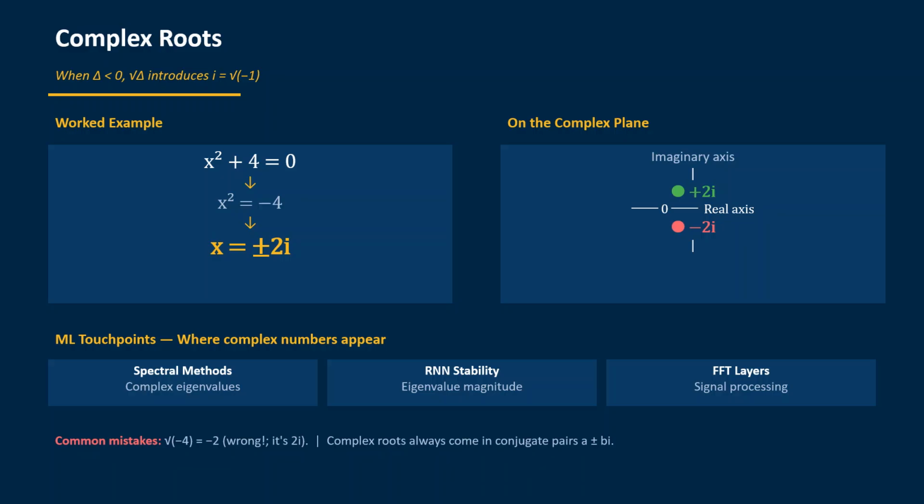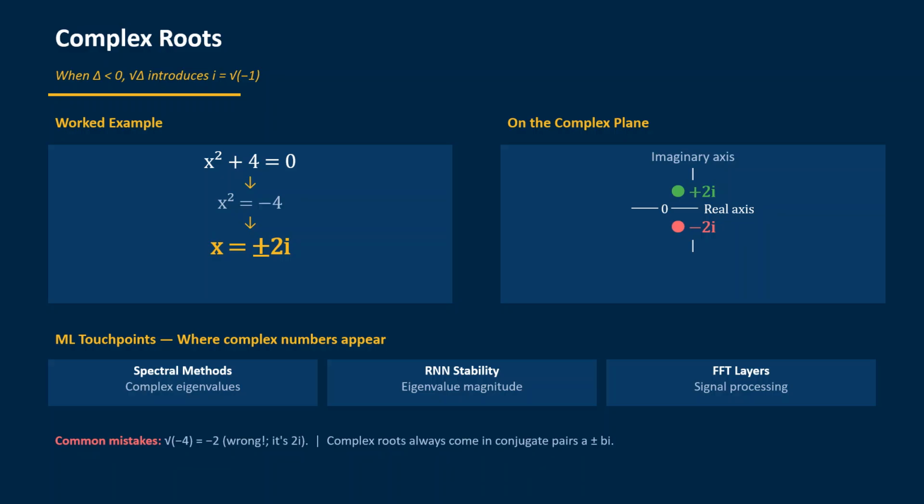What happens when the discriminant is negative? We enter the world of complex roots. Take x squared plus 4 equals 0. Subtract 4, x squared equals negative 4. Taking the square root gives x equals plus or minus the square root of negative 4. We define i as the square root of negative 1, so x equals plus or minus 2i. These roots are purely imaginary.